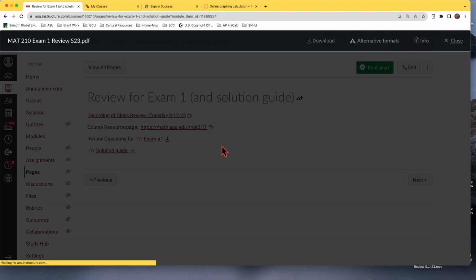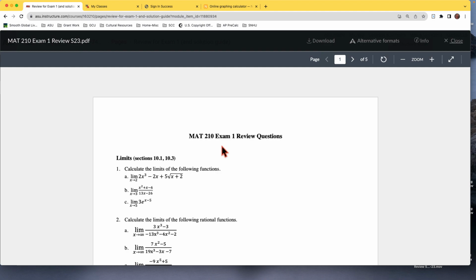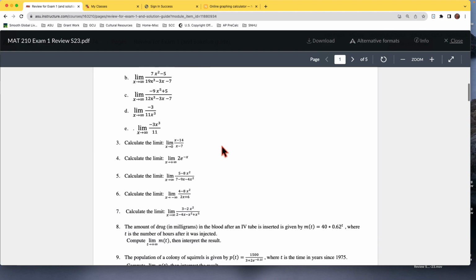And while I do have the homework pulled up, so we could take a look at a few homework questions, but again, the review that they've provided is more like what the exam will look like. It'll be paper and pencil. It's not anything to do with WebAssign. So the questions are very much like this.